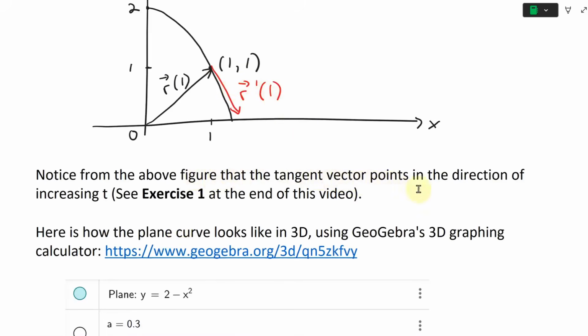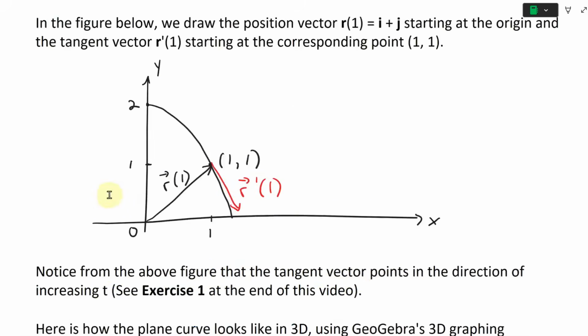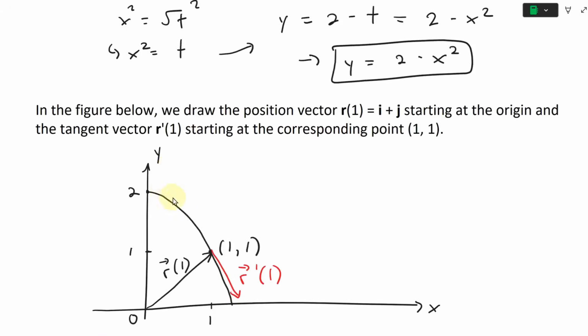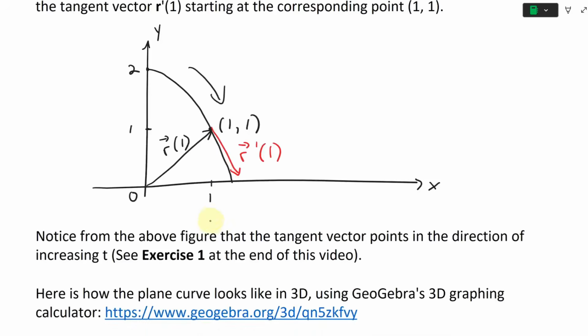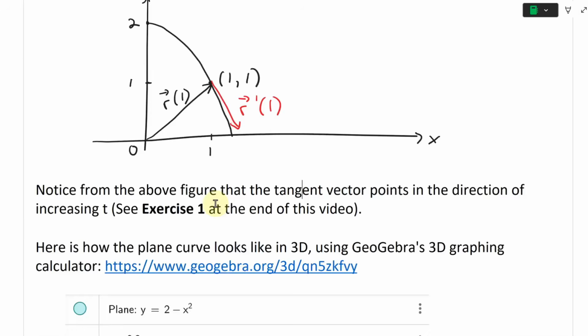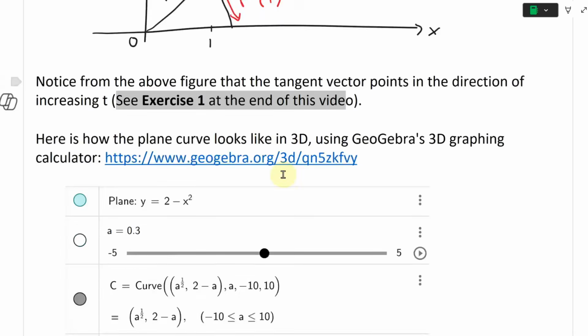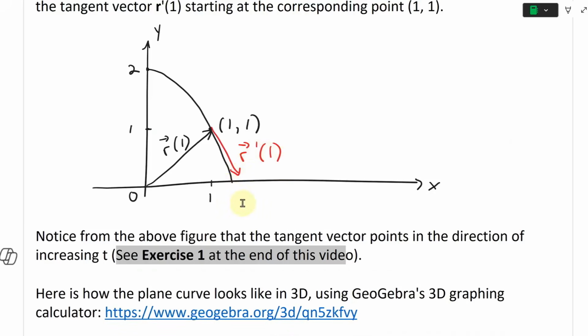All right, and going further, notice from the above figure that the tangent vector right here, this r prime of 1, points in the direction of increasing t. That's because we know the equation of this curve is y equals 2 minus x squared, where x squared is just t. As you increase t, x is going down, so increasing t is going downwards, in the direction of it. And it turns out it's always in the direction of it, and that's basically exercise 1 at the end of this video. It's very interesting. Basically, this tangent vector is always in the direction of increasing t.